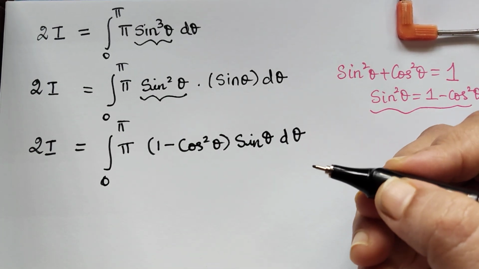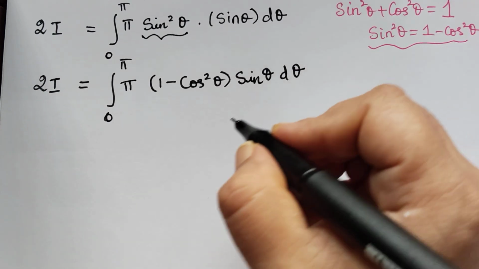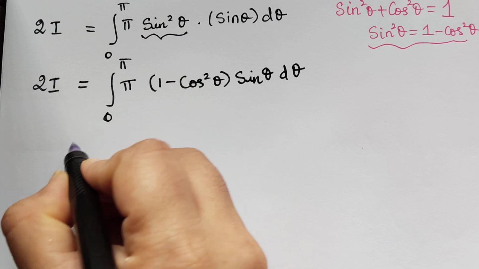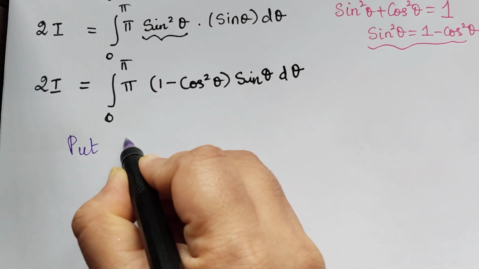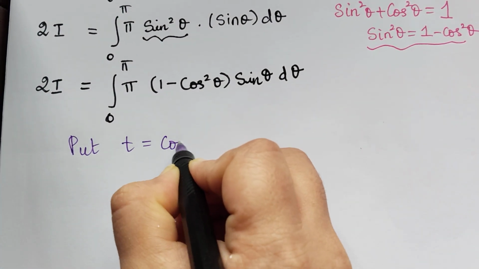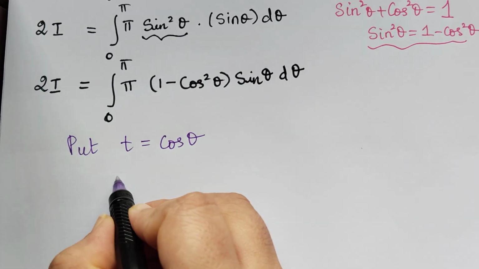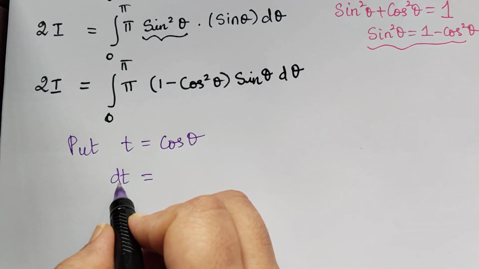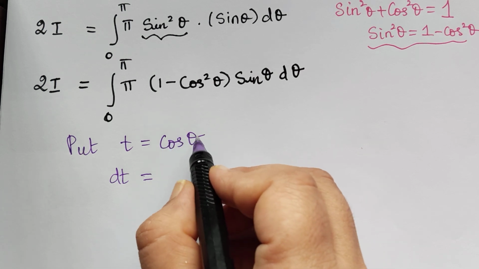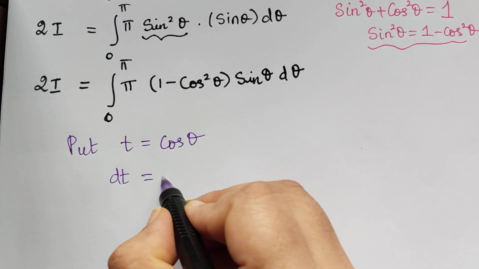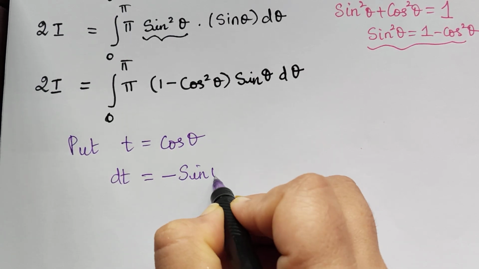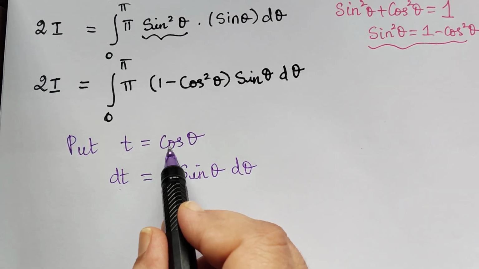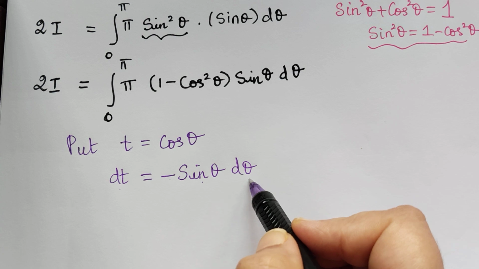Now I am going to use the method of substitution. In this integral I am going to put t equal to cos theta. If t is cos theta, what will be dt? That is dt by d theta. So dt will be equal to, what is the differentiation of cos theta? It is minus sine theta, and the d theta we can write here. So dt is equal to minus sine theta d theta.